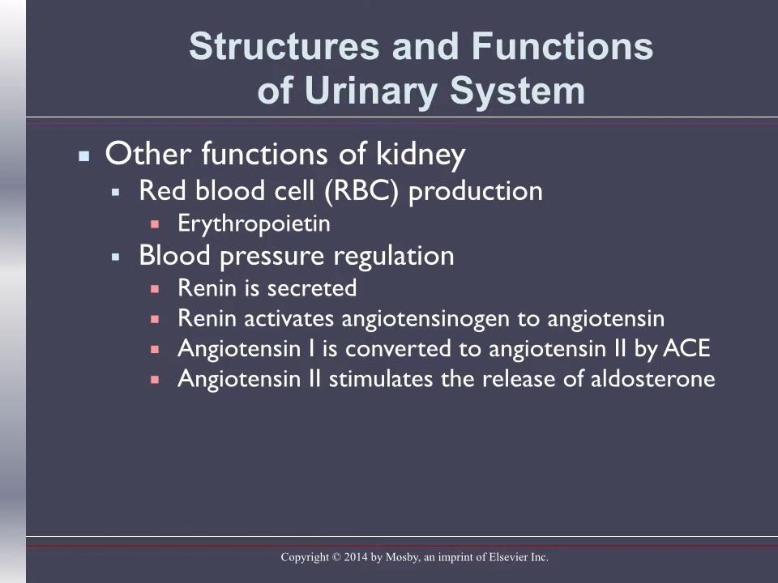Angiotensin 2 also causes increased peripheral vasoconstriction. Release of renin is inhibited by an elevation in BP, in blood pressure. So this is how renin plays a very important role in blood pressure regulation. So the two functions which we reviewed are RBC production and blood pressure regulation by the kidney. Let's go to the next slide.